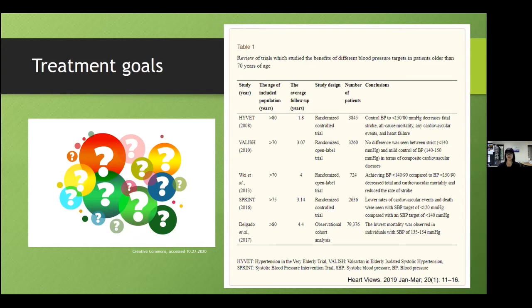When we look more specifically at the SPRINT trial, which kind of turned a lot of us in geriatrics on our head, that came out in 2016 and has had several subsequent subset studies. When they look at that population of people that participated in it, when they controlled blood pressures to systolic blood pressures less than 120, so really pretty aggressive control, they continue to see lower rates of cardiovascular events and death.